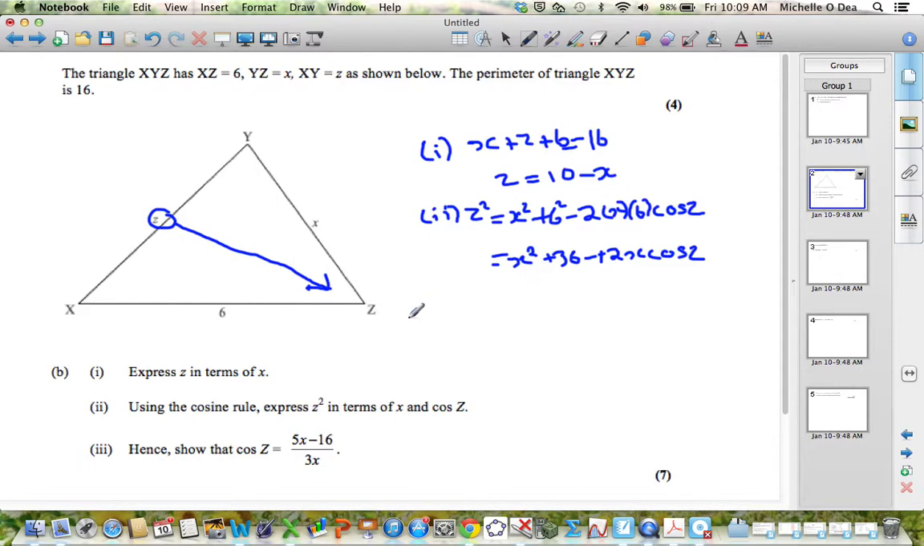Now, hence, show that cos z equals that. So the word hence is always referring to the previous part, and it doesn't say hence or otherwise, so that implies that we have to use this part. So we want an expression for cos z. So I need to make cos z the subject first of all, using this from part 2.